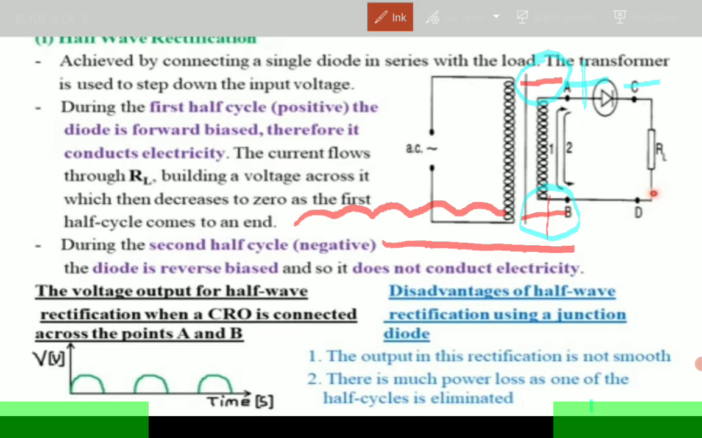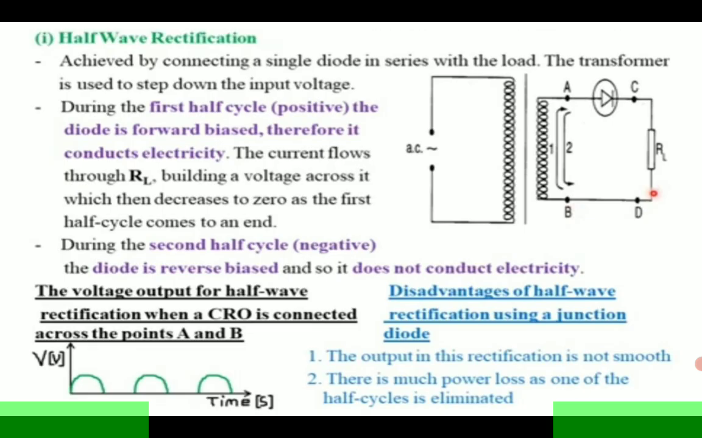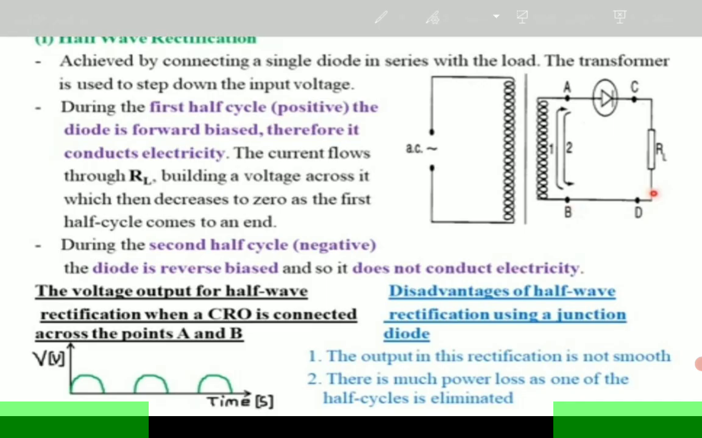The other disadvantage is that there is much power loss, as one of the half cycles is eliminated, is lost. By cutting off the lower, negative part of the current, we are basically losing some power. Remember that power P can be calculated as a function of current, I squared R.